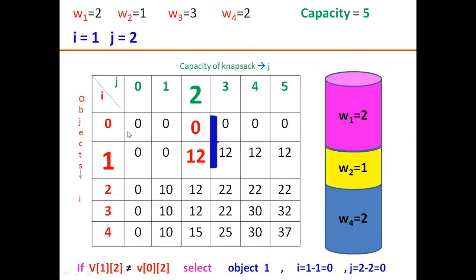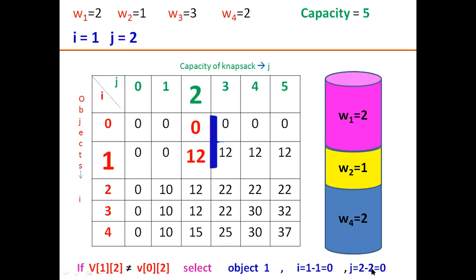For that, V of 1, 2 is compared with V of 0, 2. V of 1, 2 is 12. V of 0, 2 is 0. Check whether 12 is not equal to 0. Yes, 12 is not equal to 0. So select the object i. The value of i is 1. Object 1 is selected. Reduce the number of objects. So now there are no objects left. The number of objects is 0.